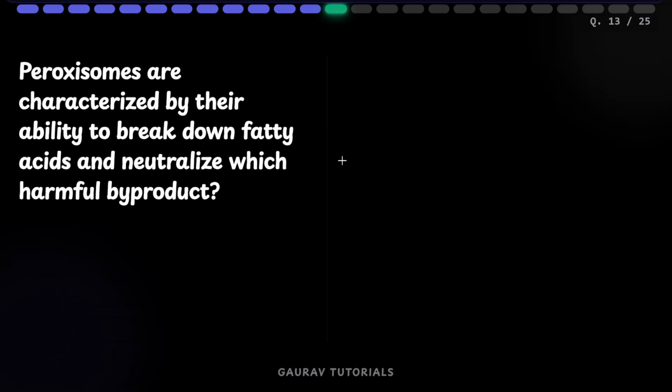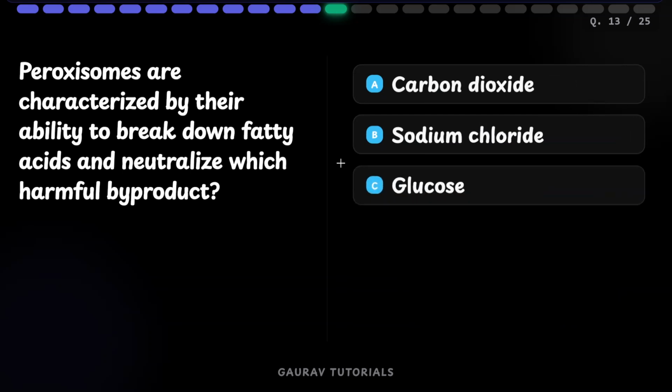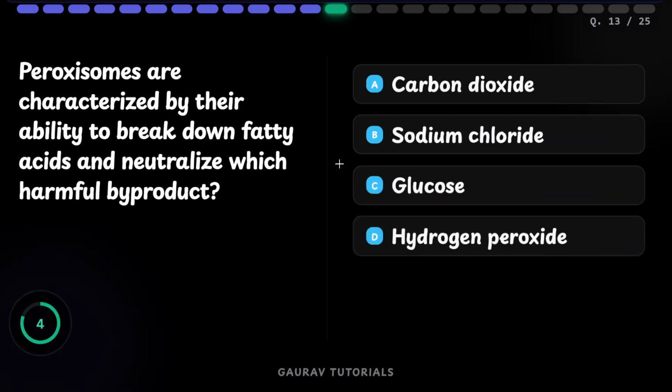Question number 13. Peroxisomes are characterized by their ability to break down fatty acids and neutralize which harmful byproducts? The options are A, carbon dioxide, B, sodium chlorides, C, glucose, and D, hydrogen peroxide.